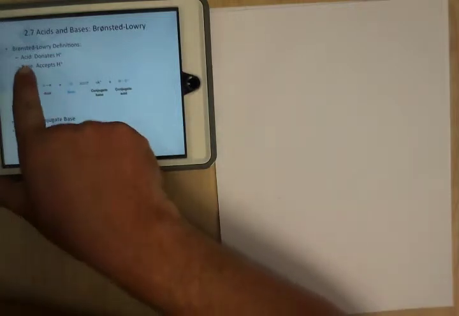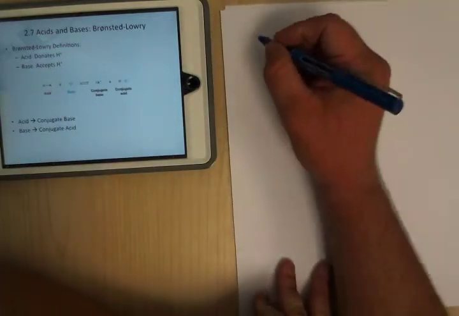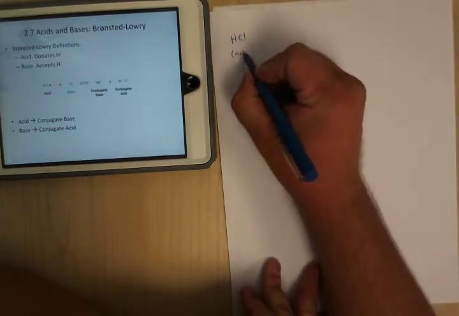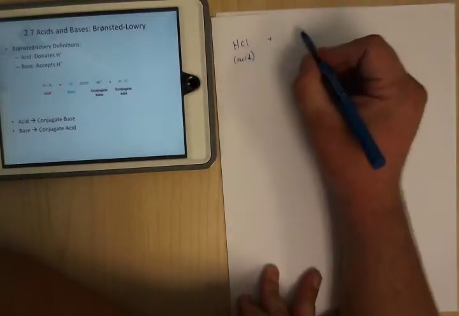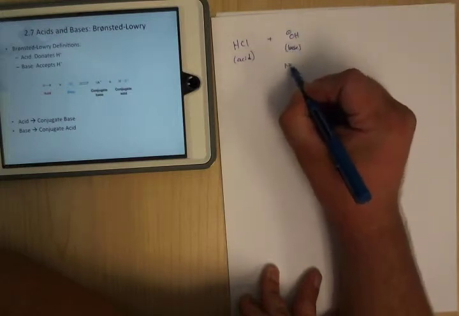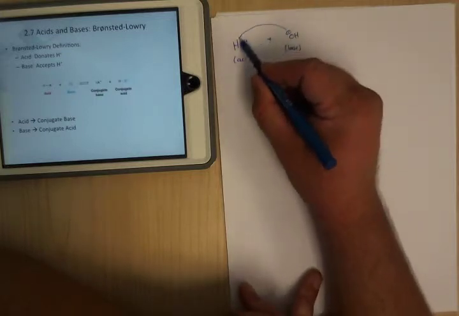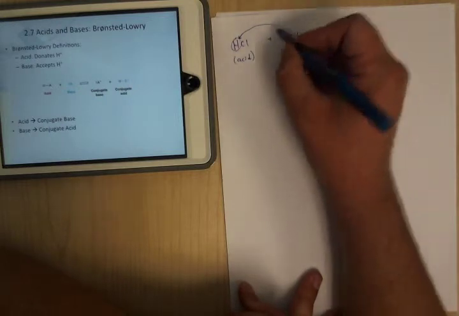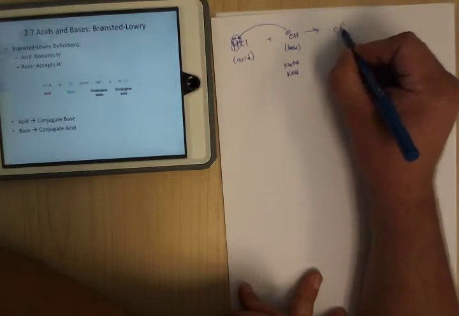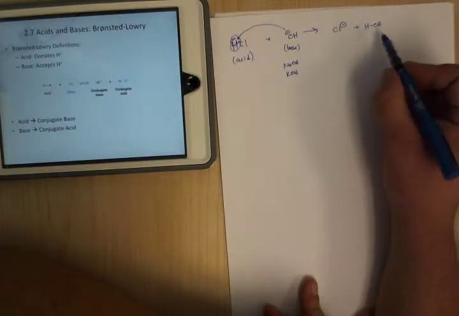So we have an acid that donates its H plus, and a base that accepts H plus. Think about this, you've seen it all throughout general chemistry. HCl is an acid. So what happens when you mix it with OH minus, which we know as a base, like sodium hydroxide or potassium hydroxide? This comes in and grabs the H. You can think of it as a big hand coming in and grabbing it. And what do we make? We make Cl minus and H2O. It's often easier to think of H2O as HOH.